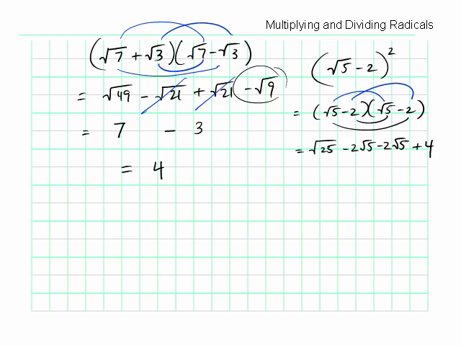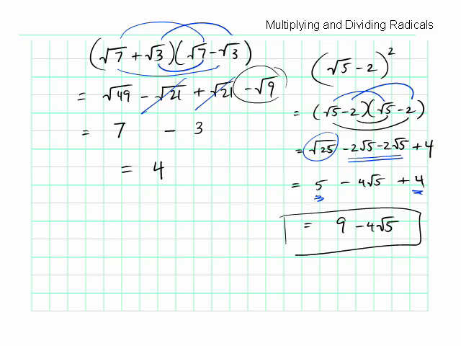Okay, so I have it all FOILed out. The square root of 25 here is a 5. I can combine these two terms together. That's going to be negative 4 square root 5s. And then plus 4 on the end. I can add the 5 and the 4 together to get 9. And so I'll have my result, 9 minus 4 square root 5. And there it is.